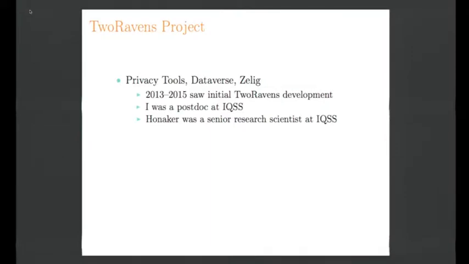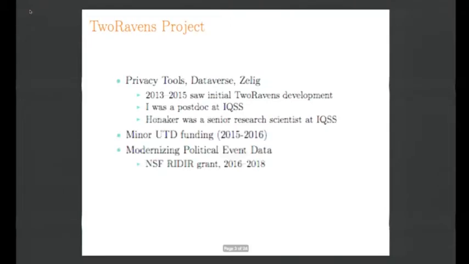But as I mentioned, when I came to IQSS, I actually came to work on Zelig, which is an R library for estimating statistical models, and also to build a tool for using Zelig from Dataverse. So this combination of Zelig, Dataverse, and the Privacy Tools Project really spurred a lot of the initial development on Two Ravens. And that's what I'm going to talk about today, the Two Ravens project. James is a co-author on this project as well. James was a senior research scientist at IQSS while I was there.